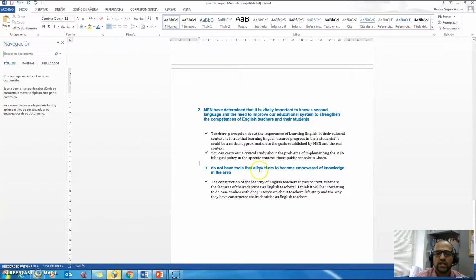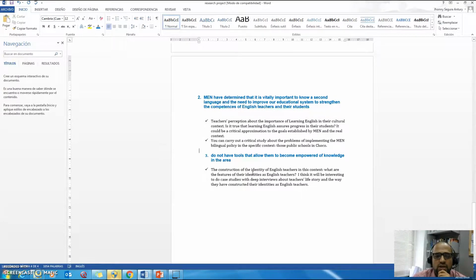On the other hand, there's something you said, that teachers do not have the tools that allow them to become empowered with knowledge in the area. And something really interesting about this is, who is an English teacher? In terms of our identity, what are the things that a teacher should have to be empowered? So I think it would be interesting to explore the construction of the identity of English teachers in this context. I mean, sometimes we say, okay, how do they see their role? How do they perceive in a reflective way what they do? How do they see themselves as English teachers?